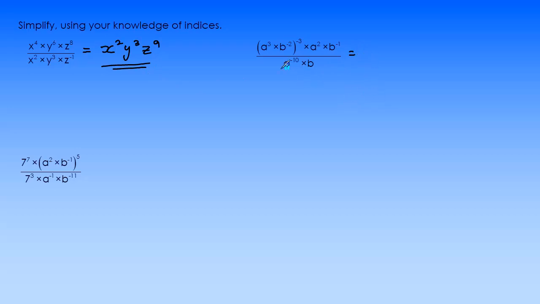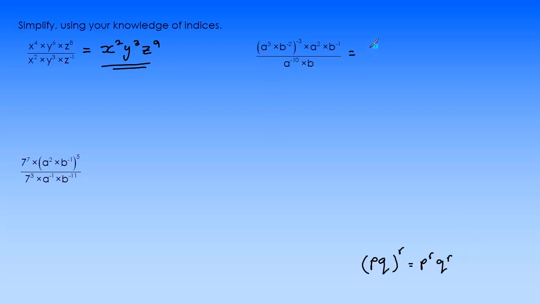Moving over to this one, we've got another index law in play. If you have something like pq to the r, that means that the p is to the r and the q is also to the r.